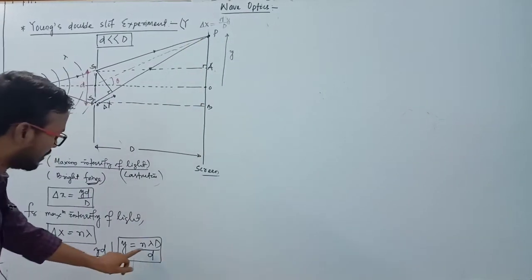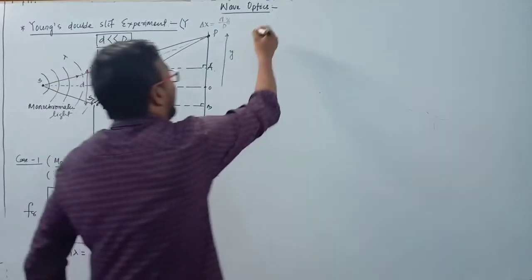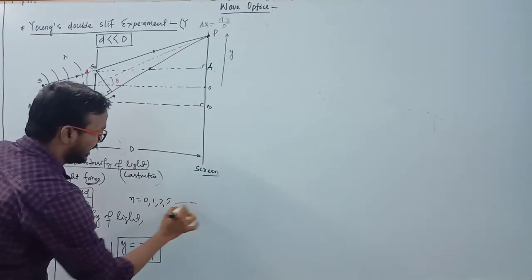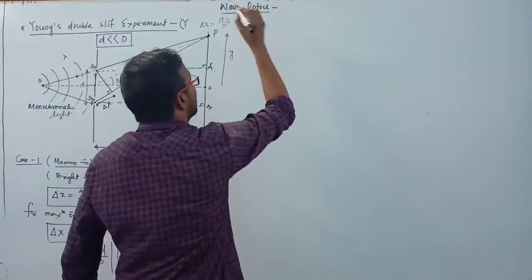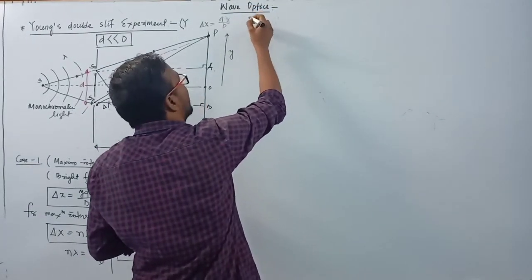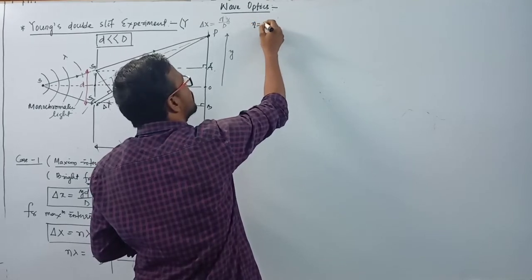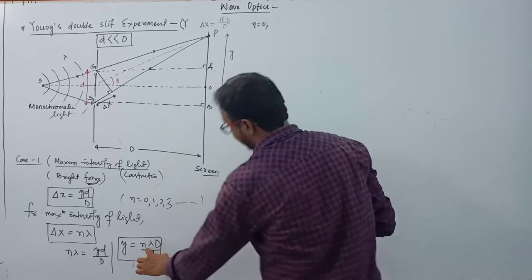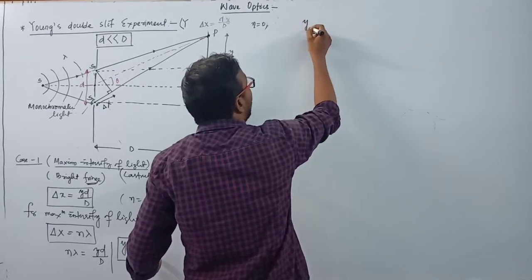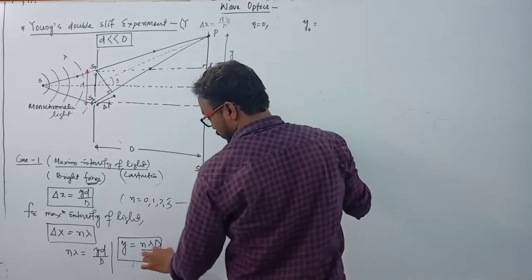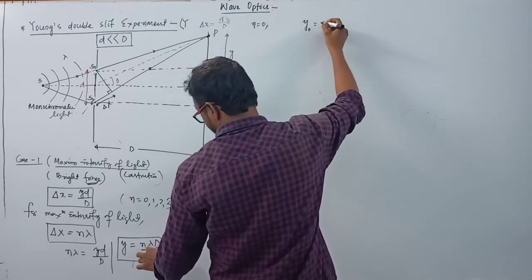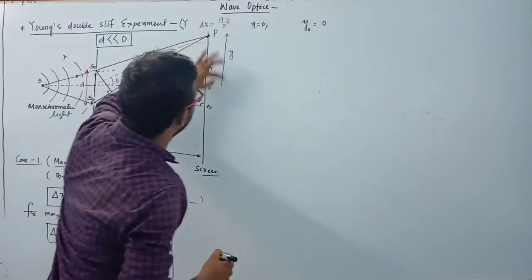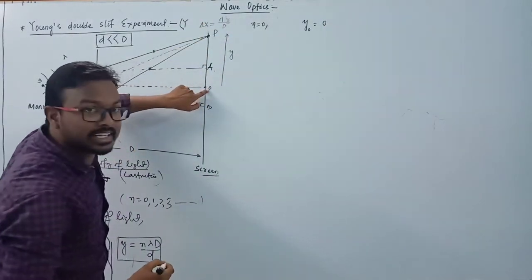So this is y equal to n lambda D by d. And what is n? n is 0, 1, 2, 3, and so on. Suppose for n equal to 0, if we place 0 in terms of n here, then we get y0 equal to 0, which means this point P now lies at point O.